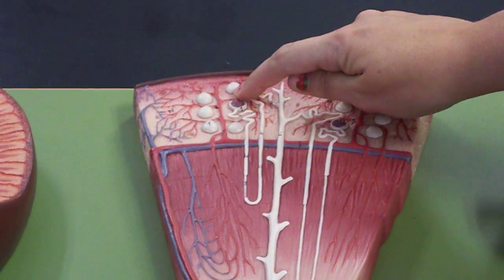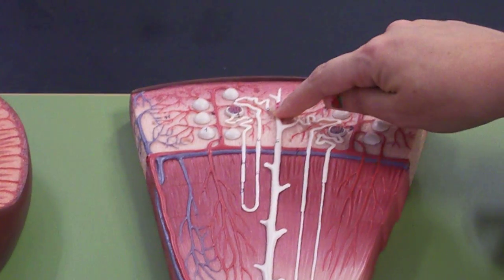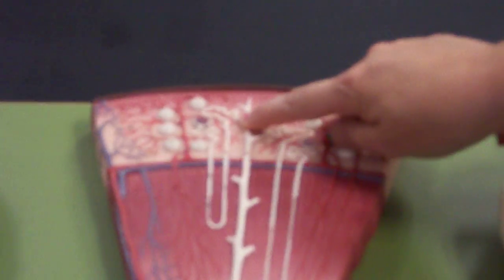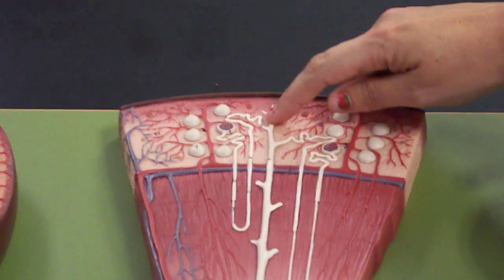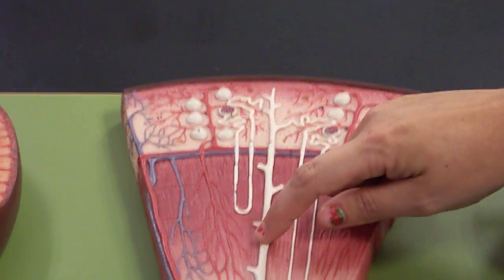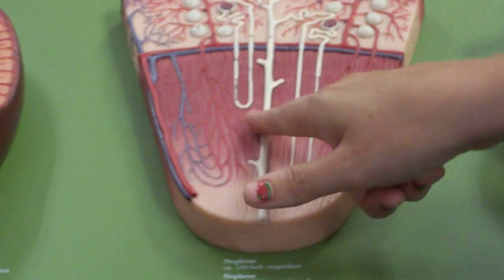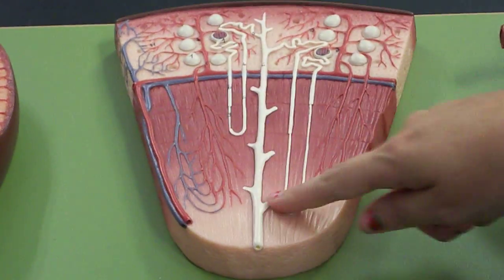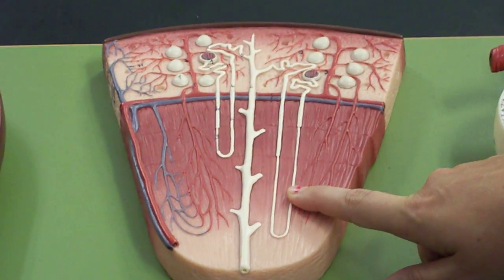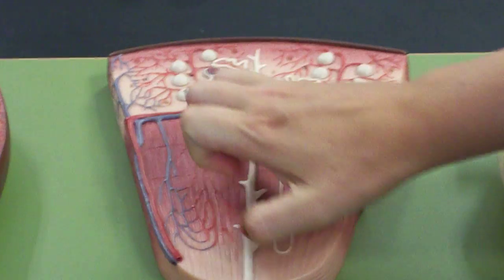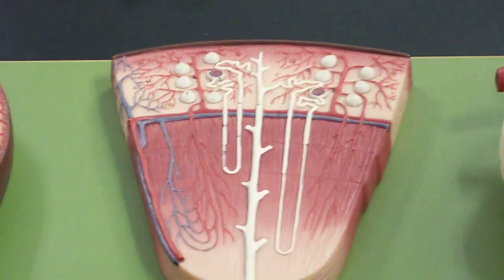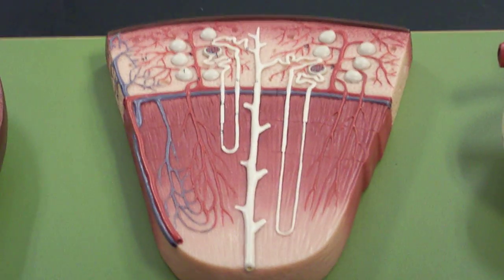Then from there, it's going to cross into the next set of convoluted tubules, which are now the distal convoluted tubules because they're further away. Then the fluid travels down through the collecting duct, which is going to have multiple of these distal convoluted tubules dumping onto them. This whole structure that we just outlined is called a nephron. So that's what we're going to be learning about in lab.